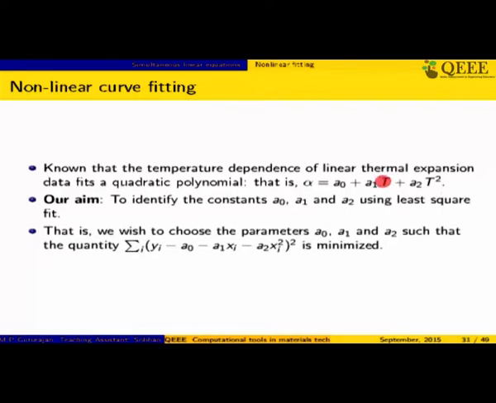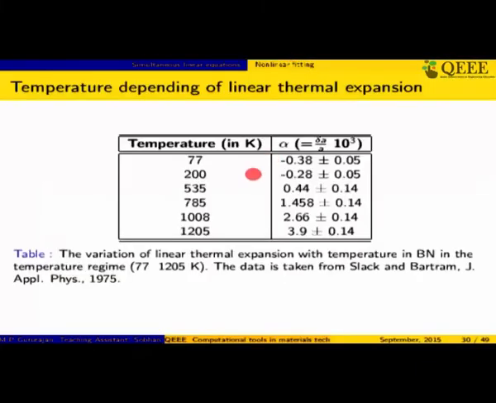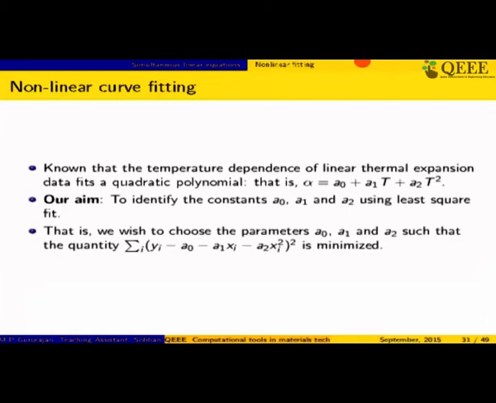That means for every temperature value there is an alpha value. Okay, so if temperature is 77, there is an alpha. Temperature is 1205, there is an alpha. So there is a way to put that information, right? This is 1, T, and T squared. If you make a matrix and multiply by A0, A1, A2, that should be equal to the alpha value that you experimentally measure. So we have the alpha values, we have the temperature values, so we can make what is known as the design matrix.